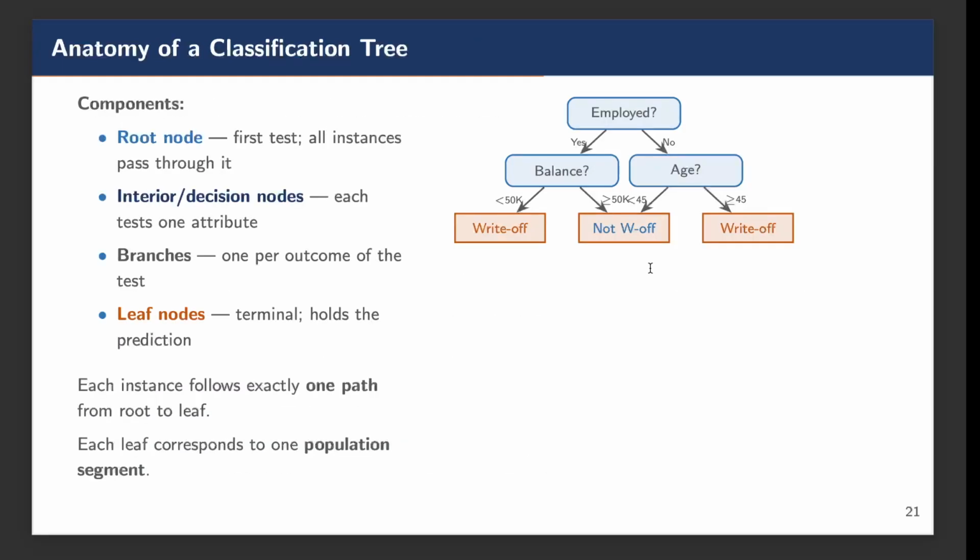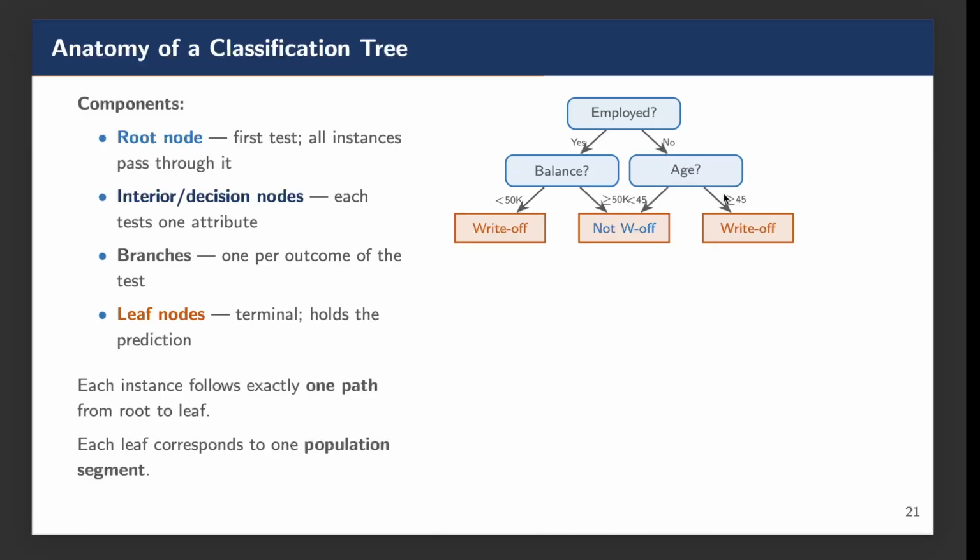So now let's look at the anatomy of a classification tree. We start with the root node, which is the top one here. This is the first test which all the instances will pass through. Imagine if you have like 1 million instances. All the 1 million instances will be here first before being filtered through to the leaves. We call these leaves.